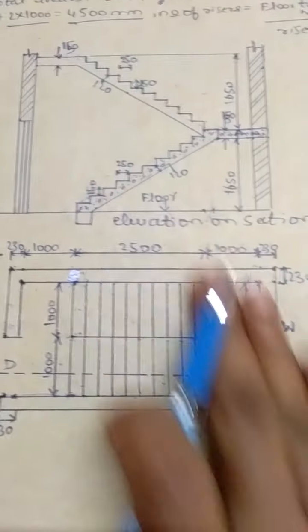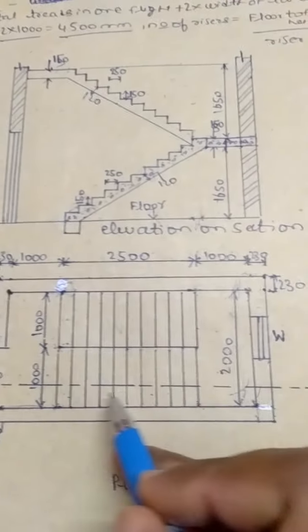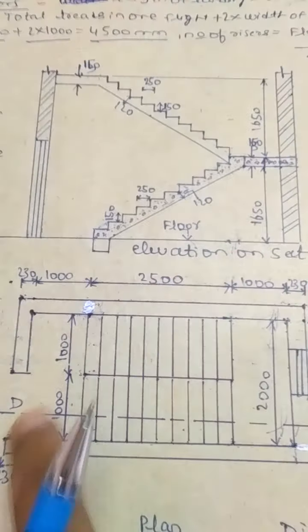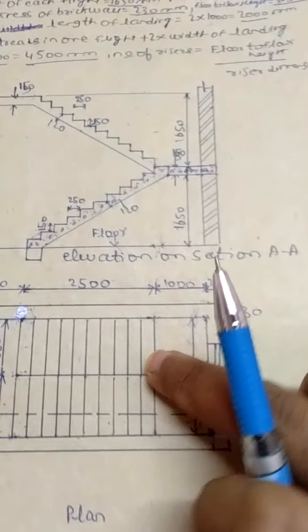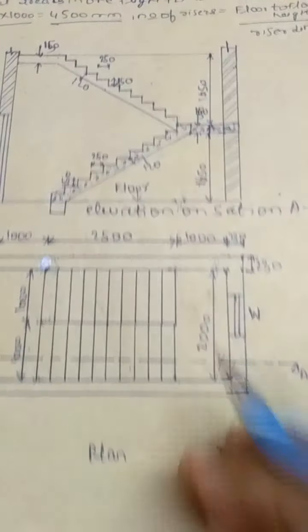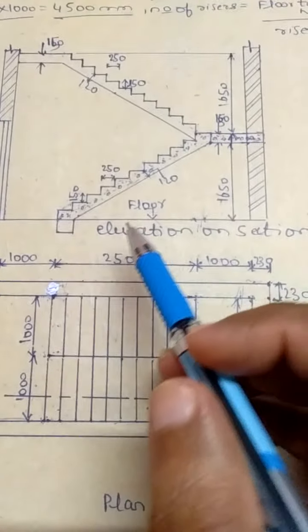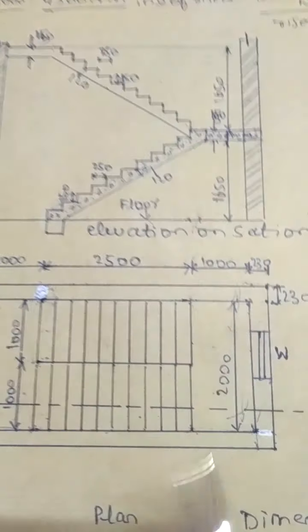So let us see here. This is a plan you can see. This is the first flight, upward direction, this is the landing, and this is the second flight. We are going upwards, take rest here, then change the direction and go in this manner. This is a brief view. This is the landing portion. What are all the details they have given us? The riser is given as 150, tread is given as 250.